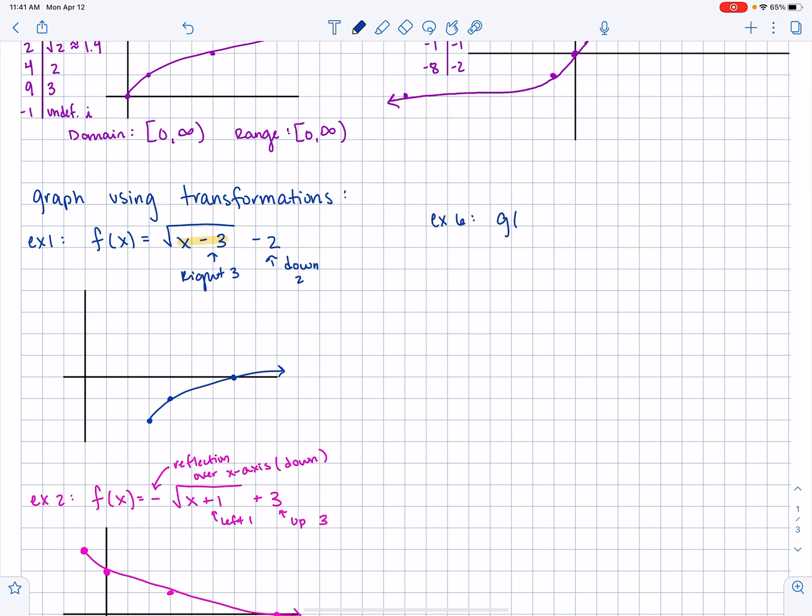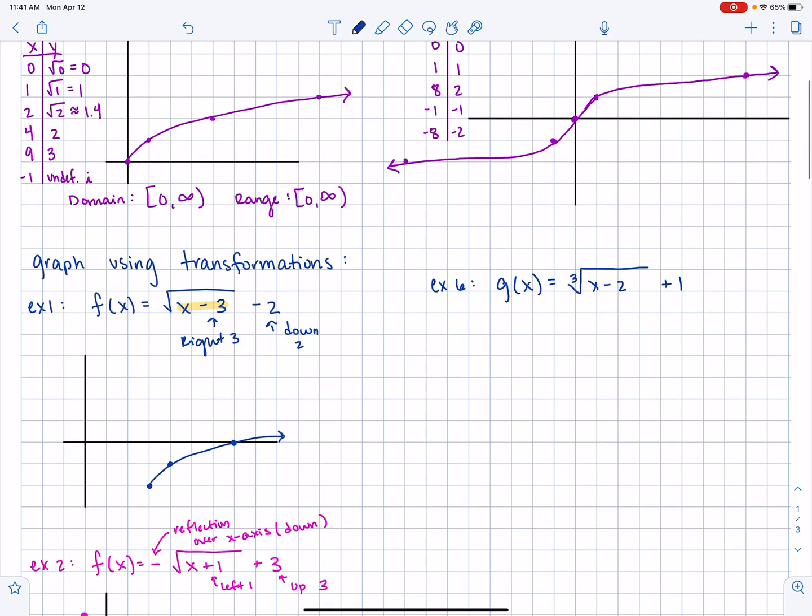So we're going to say g of x is equal to the cube root of x minus 2, plus 1. Just kind of reviewing there, this of course is inside, so this means we're going to go to the right 2, and this is also going to be up 1.